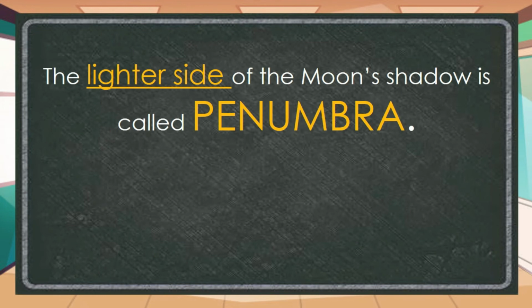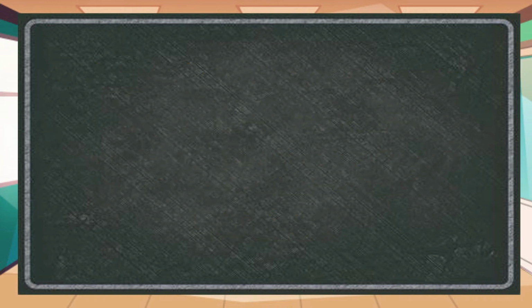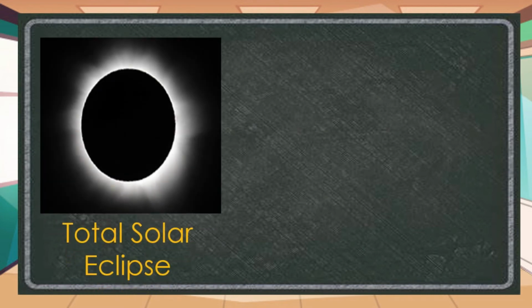Great! The lighter side of the moon's shadow is called penumbra, while the darker side, which is actually the inner side of the shadow, is called umbra. Ang penumbra ang mas maliwanag na bahagi ng anino ng buwan at ang umbra naman ang mas madilim na bahagi ng anino. When someone is standing within the umbra, the moon blocks the entire sun and a total solar eclipse is viewed. But when somebody is standing within the penumbra, this person views a partial solar eclipse.